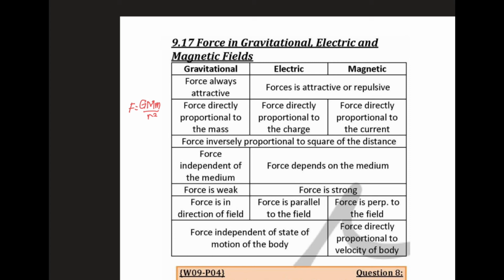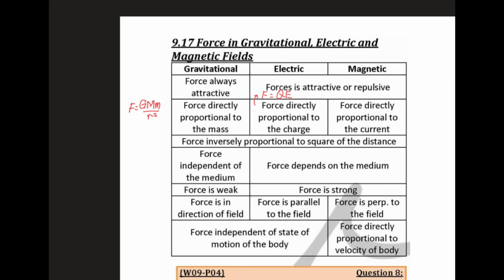Electric field. They said the force is directly proportional to the charge. So what formula? Let's say I put it here. Force is QE, charge multiplied by electric field strength. That's why it is directly proportional to the charge, as the electric field strength is constant. And next one, magnetic force. Force is directly proportional to the current.